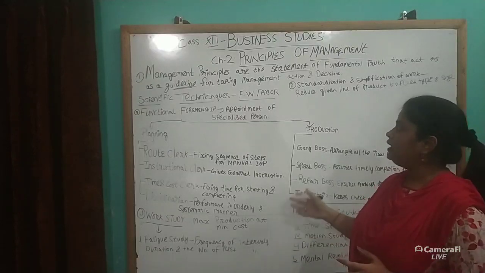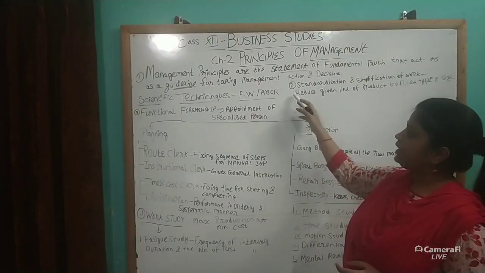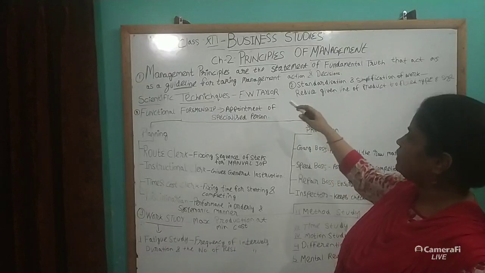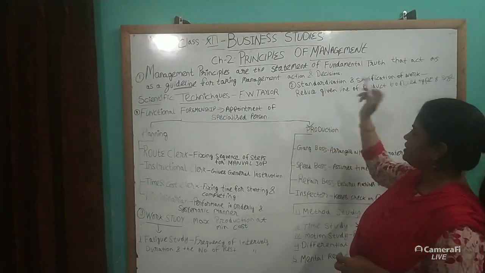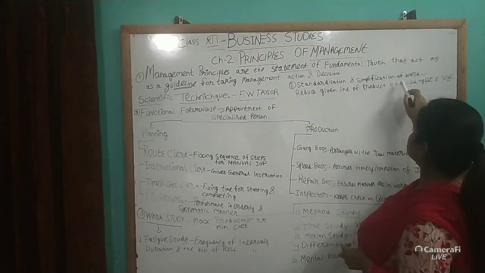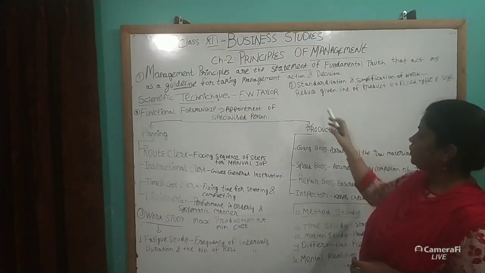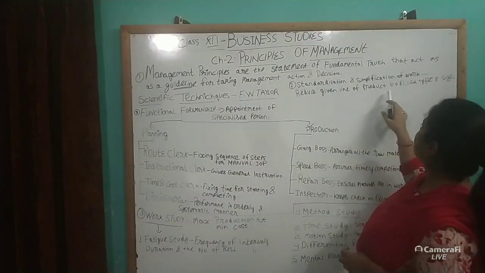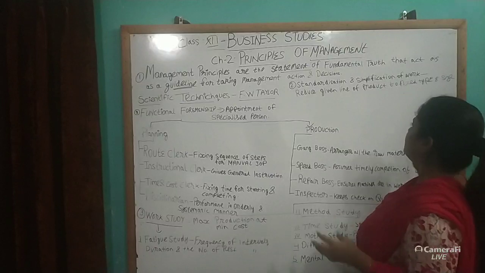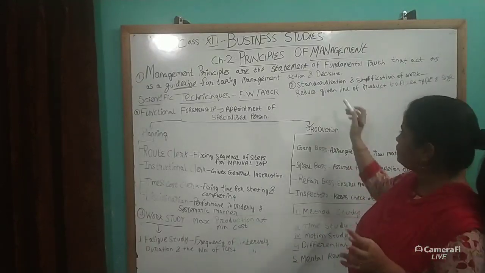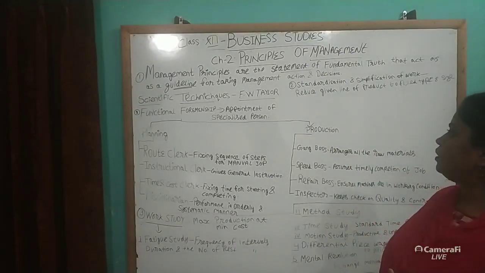Let's continue with the second technique of scientific management developed by F.W. Taylor, that is standardization and simplification of work. It means reducing a given line of product to fixed type and size. First we will understand what we mean by standardization.